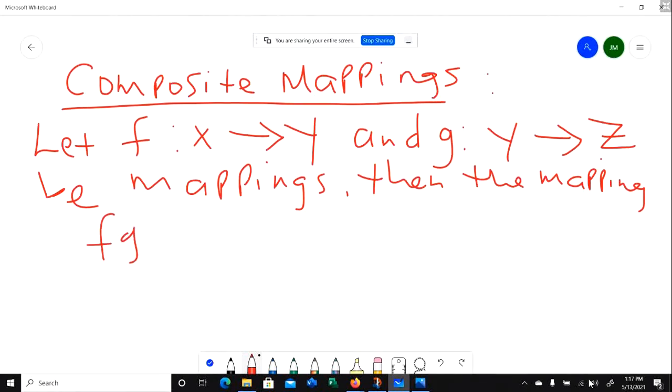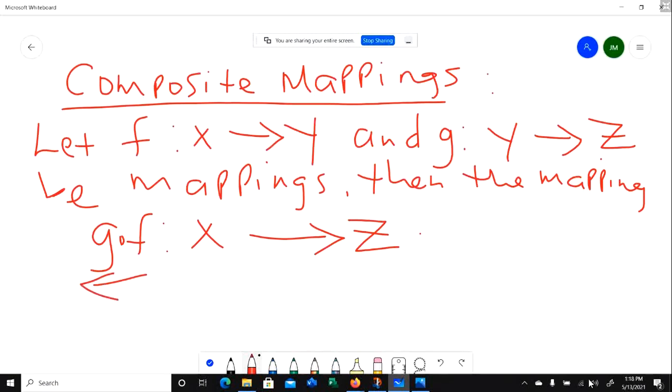G, sorry, let me do it the other way, in reverse. The mapping G composite F maps from X to Z. Normally we perform a composite map from right to left. We perform them in that order. So we will have F mapping X to Y, then G takes over and maps Y to Z. So that the composite map there maps X straight to Z.